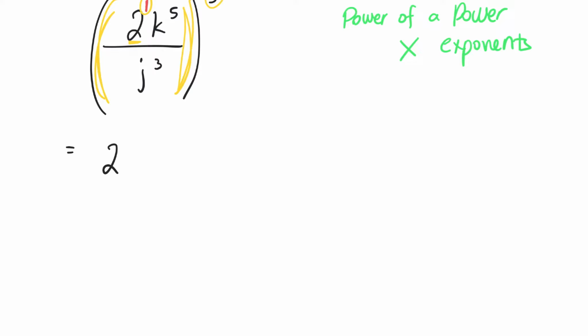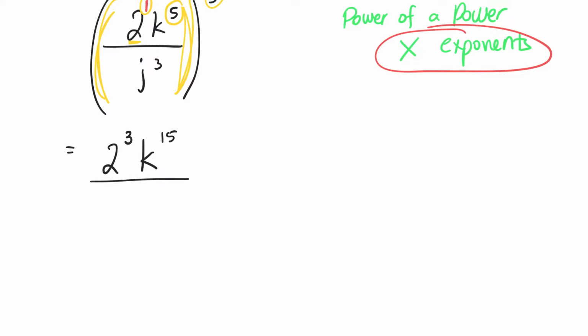So it's 2 to the power of 1 to the power of 3. So 1 times 3 is 3. And then it's k to the power of 5 to the power of 3. Remember, we're multiplying the exponents. 5 times 3 is 15. And don't forget, it's also j to the power of 3 to the power of 3, because this is inside the bracket. So it's everything to the power of 3. So it would be j to the power of 3 times 3, which is 9.